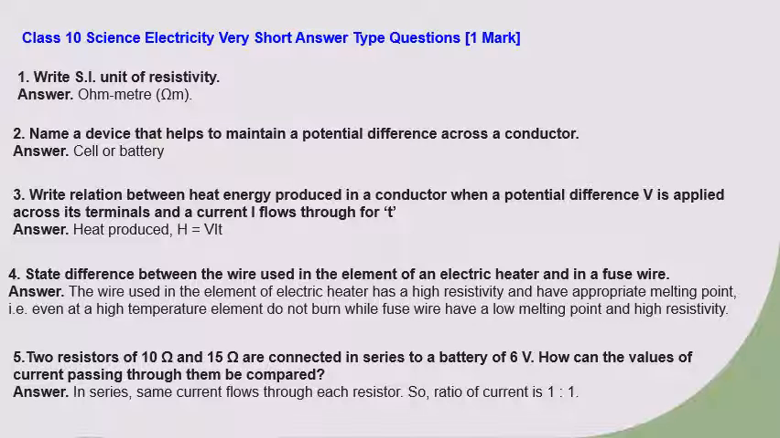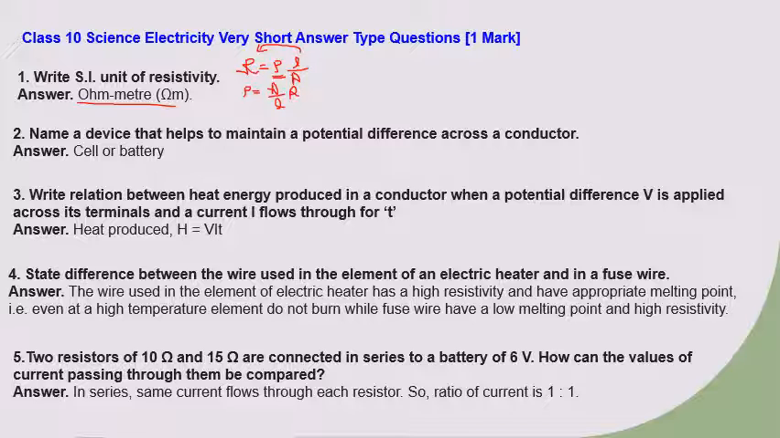The first question, write the SI unit of resistivity. The SI unit of resistivity is ohm meter. How do you get this? You have to write the formula of resistance. Resistance is equal to rho, which stands for resistivity, L upon A. Because I want to find out the unit of rho, I'll keep rho on one side. Then L upon A will go to the other side. It will become R times A upon L.